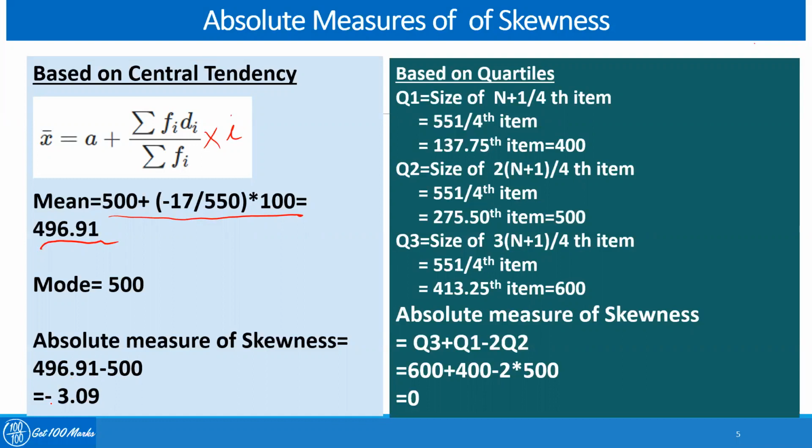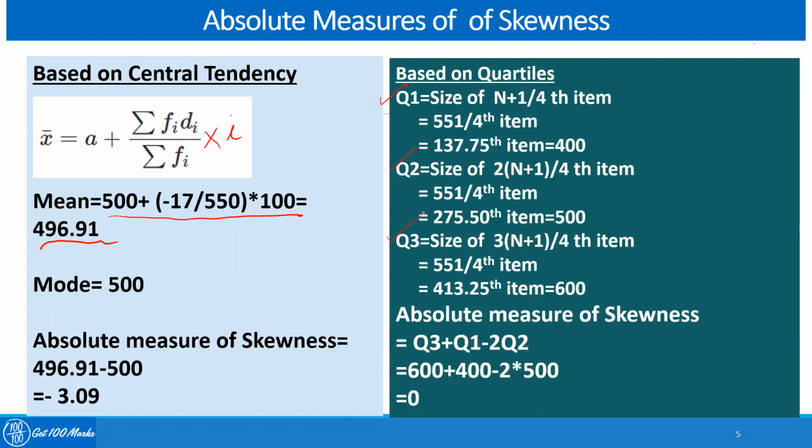Applying the formula of absolute measures of skewness based on the central tendency, you know, mean minus mode. So 496.91 minus 500, that is coming as minus 3.09. There is another method of absolute measures of skewness which is based on quartiles. So definitely we need to calculate quartile 1, quartile 2 and quartile 3, and based on the quartiles we will apply the formula and find out.